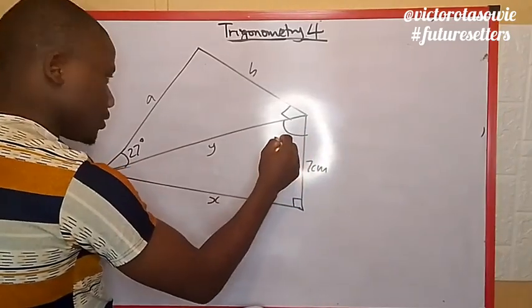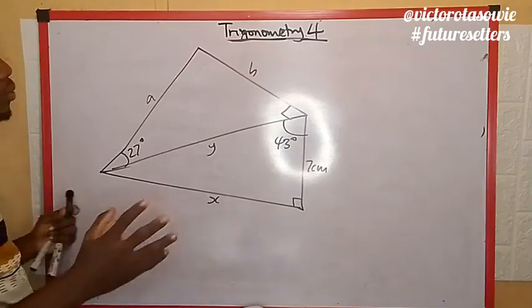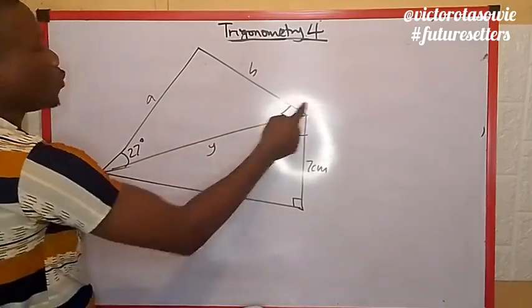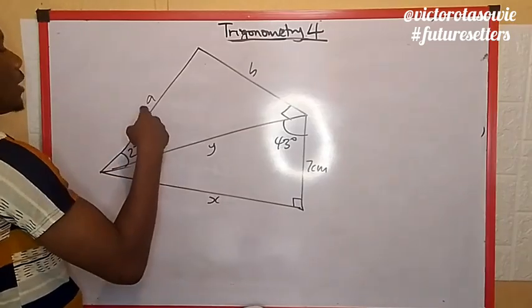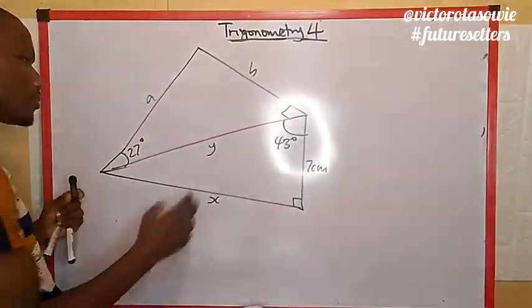So what we have here is 43 degrees. So we have 7 centimeters. So if that's the case, we can work with this particular one. Then if we can get x and y, we can use y and this angle to get a and b. And we have gotten our answer. So let's try it out.